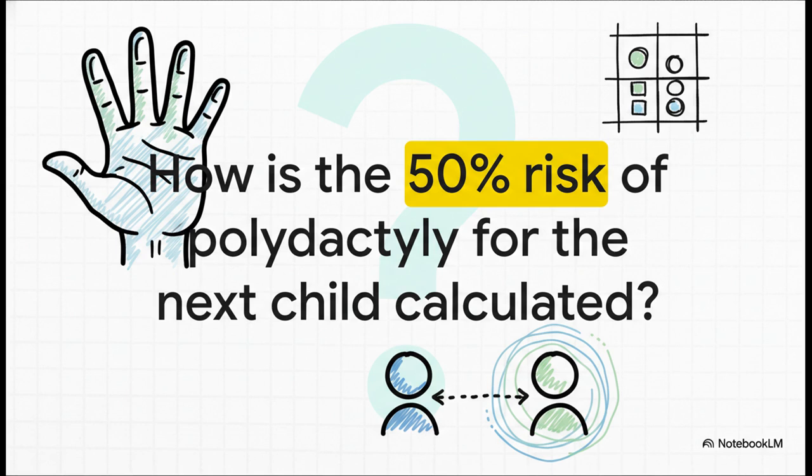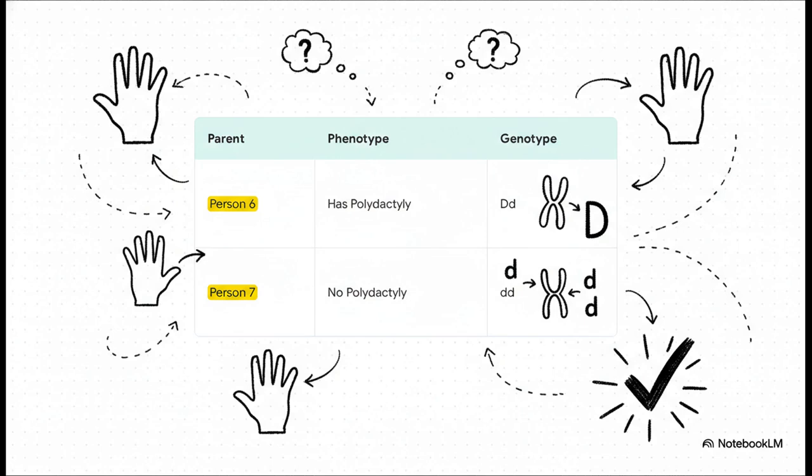You have to show every single step of your thinking to get full credit. Let's break down how to do that perfectly. First things first, we need to be 100% sure about the parents' genotypes. Let's look at the chart.